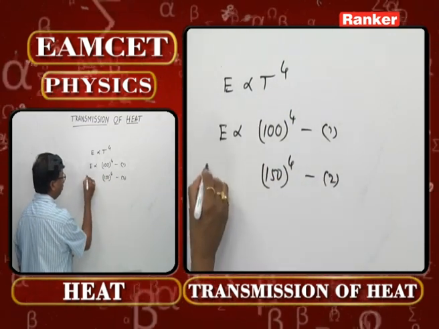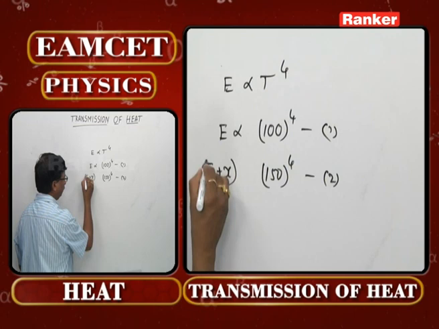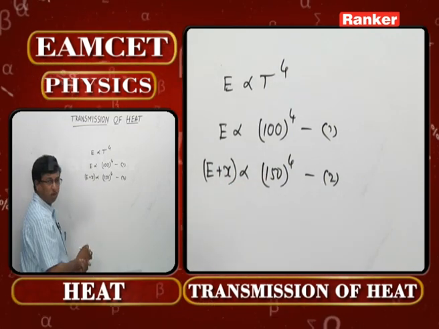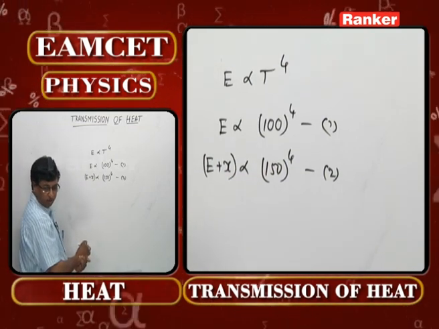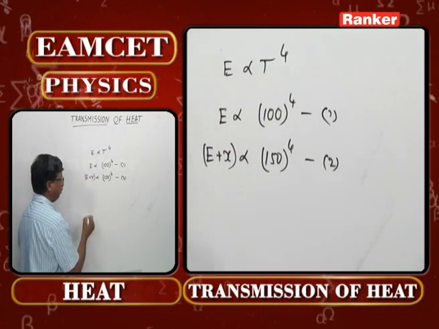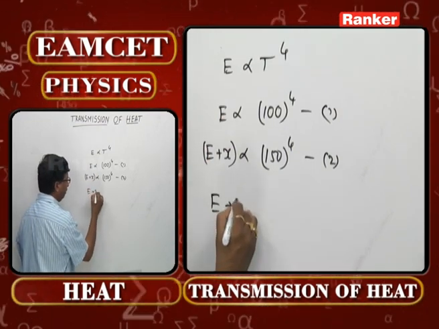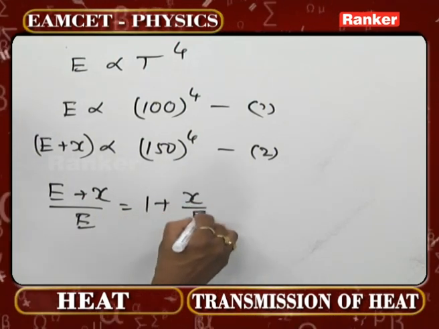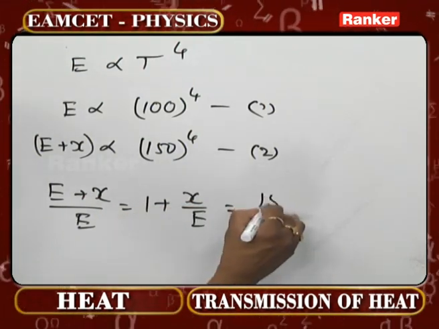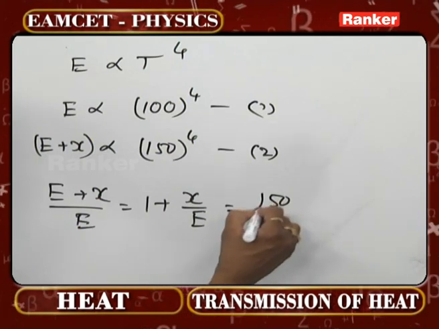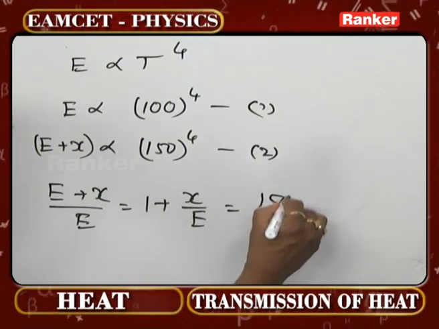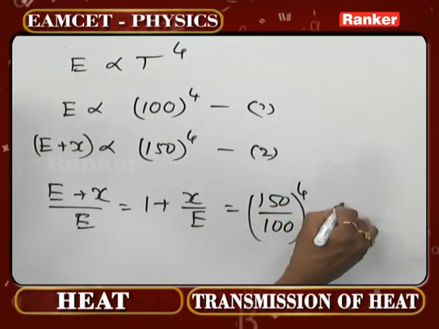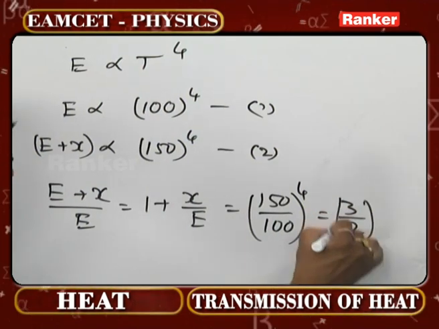And you can write this one as E plus X. That X is now going to be the corresponding increase in the percentage of the radiated amount of energy. Now you write (E plus X) by E. In other terms, we can write this as 1 plus X by E. It is 150 to the power 4 by 100 to the power 4. This of course you can write as (3 by 2) to the power 4.